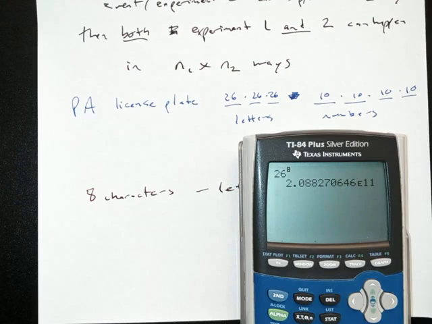This E11 means 10 to the 11th. The exponent on a 10 is 11. So I need to move that decimal place over 11 times. 1, 2, 3, 4, 5, 6, 7, 8, 9, 2 more. That's 208 billion passwords. If it knew uppercase from lowercase, how would this change?